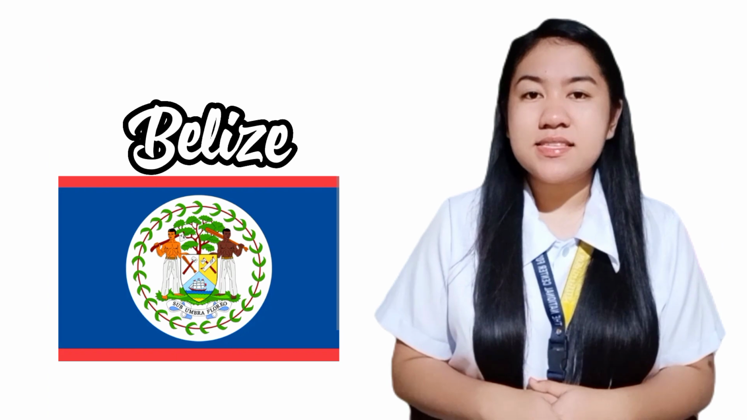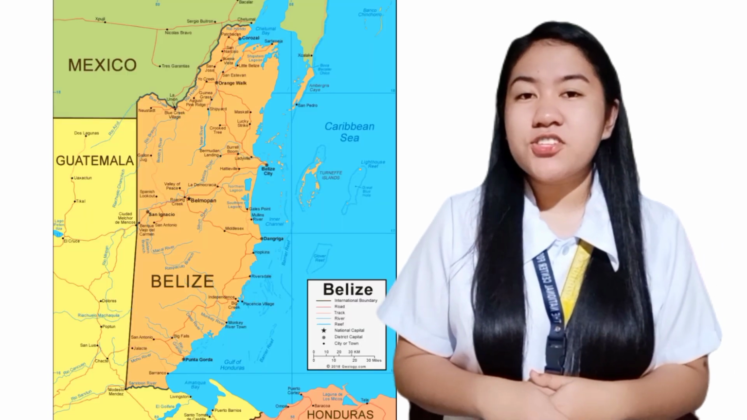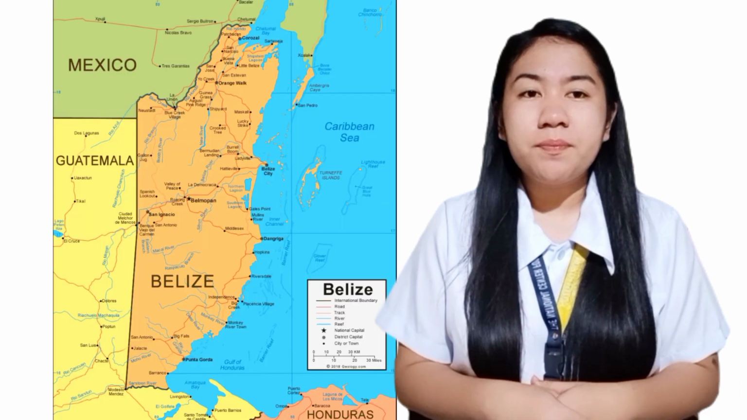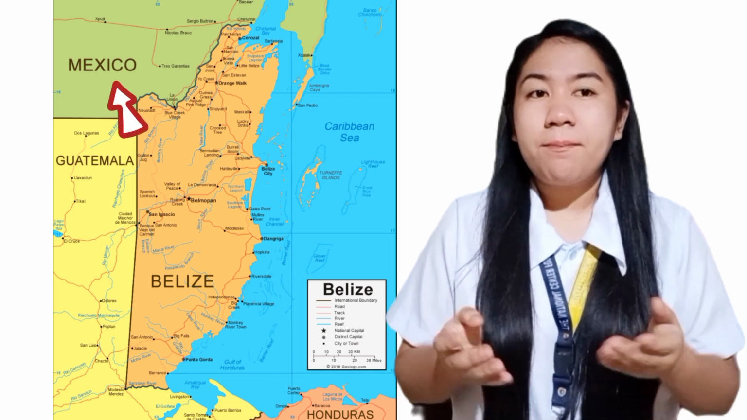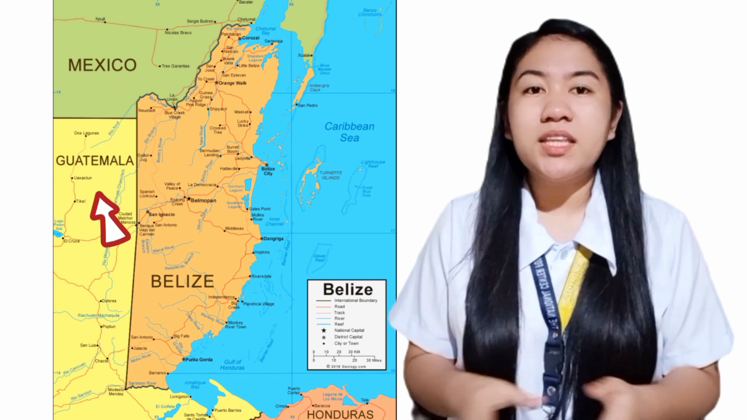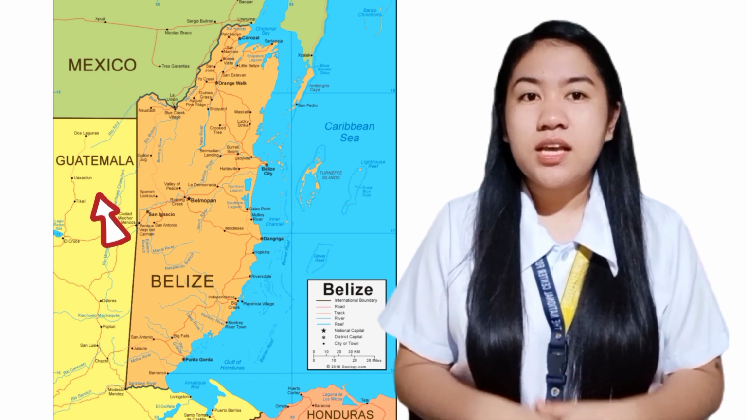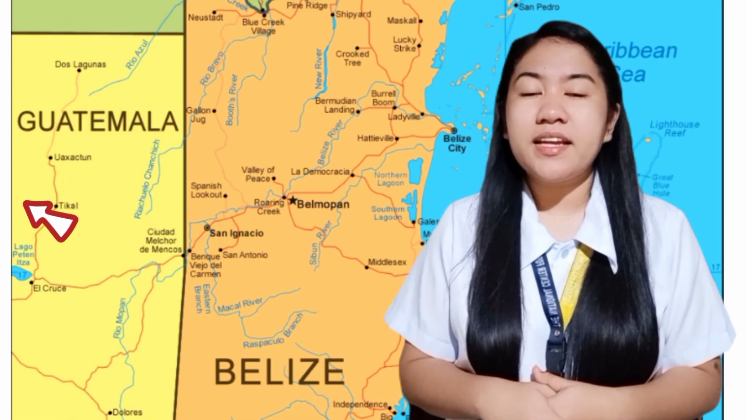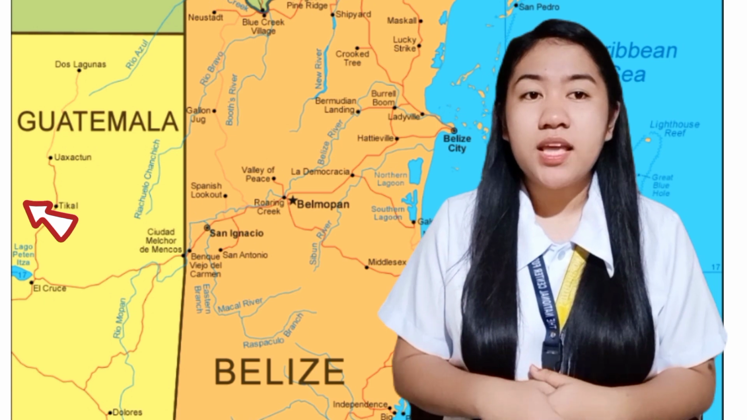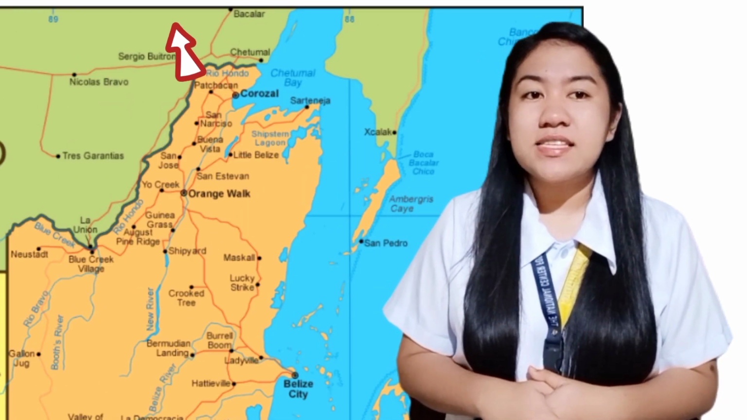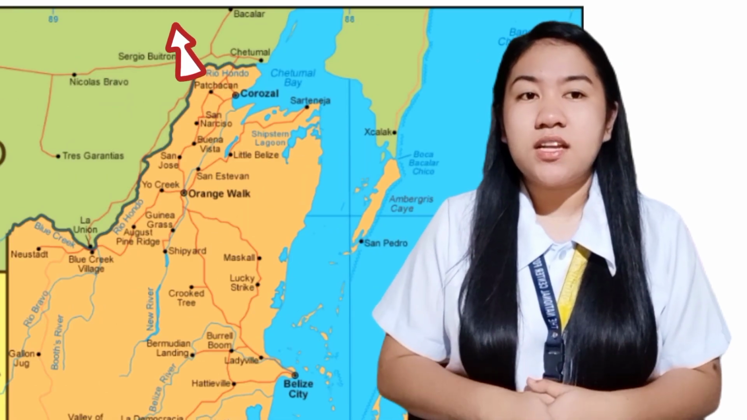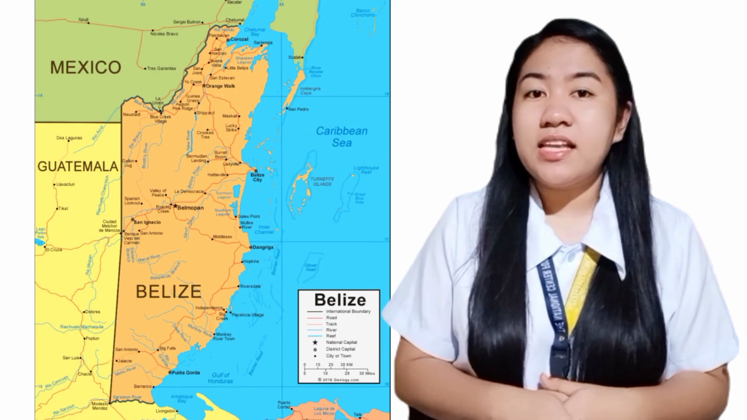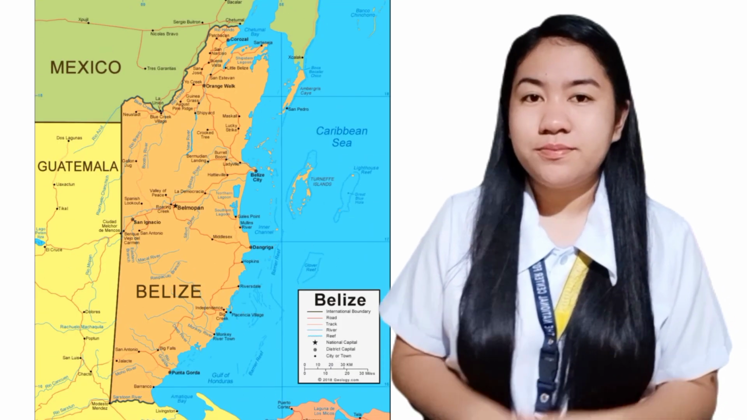Next is Belize. Belize is located in Central America. It is bordered by the Caribbean Sea to the east, Mexico to the northwest, and Guatemala to the west and south. Its absolute location is 17.1899 degrees north, which is the latitude, and 28.4976 degrees west, which is the longitude. It's located north of the equator.